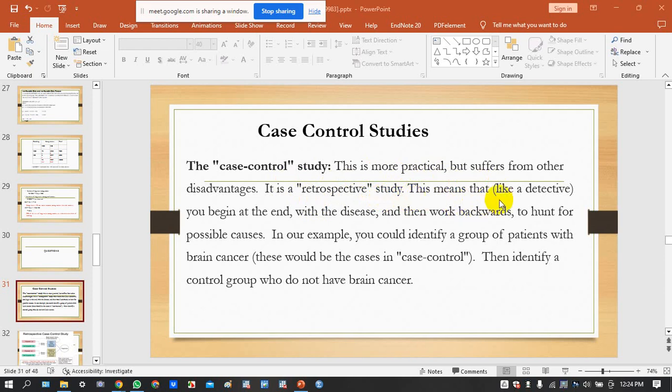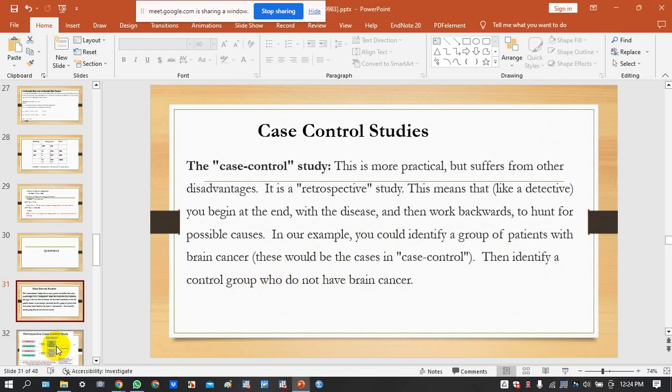This means that, like a detective, you begin at the end with the disease and then work backwards to hunt for possible causes. In our example, you could identify a group of patients with brain cancer. This group of patients will be the cases. Then identify a control group who do not have brain cancer. I guess you all understand.